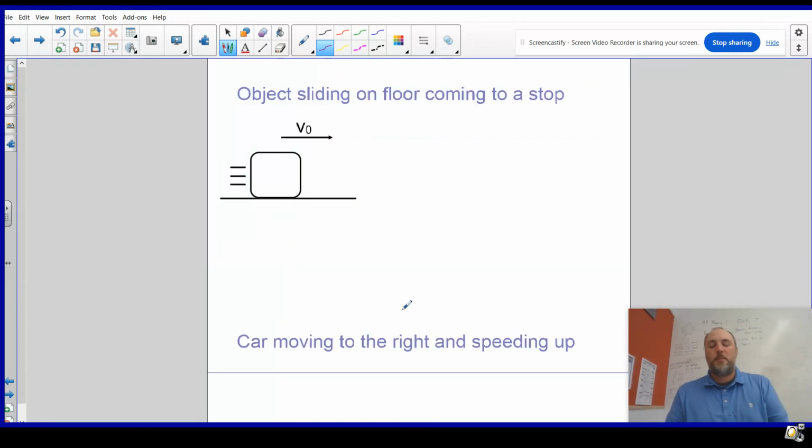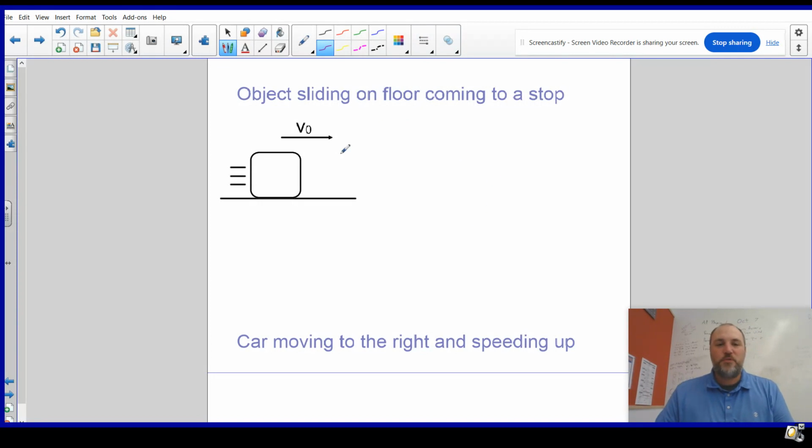So take a look at a couple examples. If you want to pause the video, you can try to do these free body diagrams. Number 1 is an object sliding on the floor to the right, and it's coming to a stop. And then the second one would be a car moving to the right and speeding up.